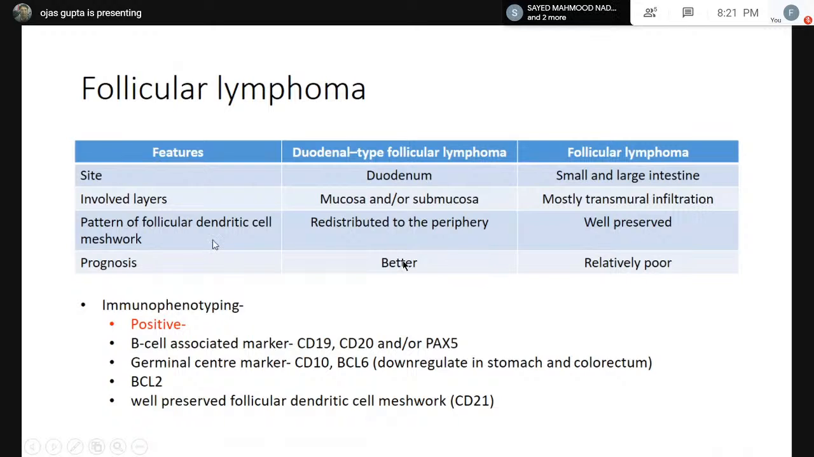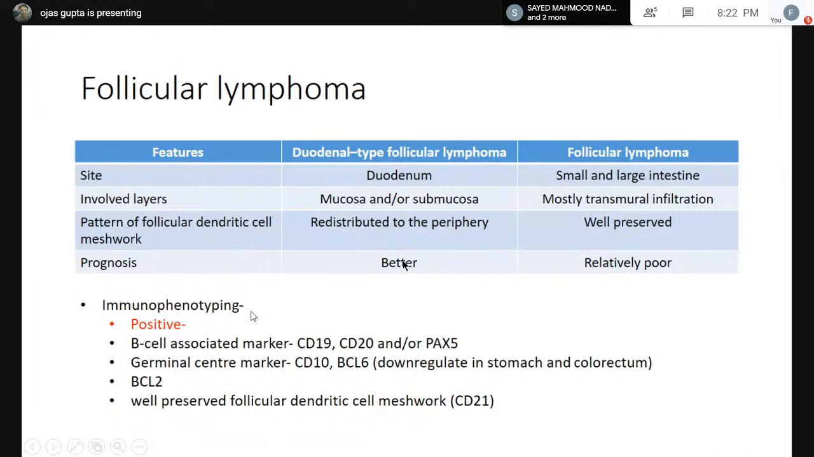The pattern of follicular dendritic cell meshwork, which is redistributed to the periphery in case of duodenal type follicular lymphoma, is very well preserved in case of this follicular lymphoma. The duodenal type follicular lymphoma has a better prognosis in comparison to the follicular lymphoma of the GIT.